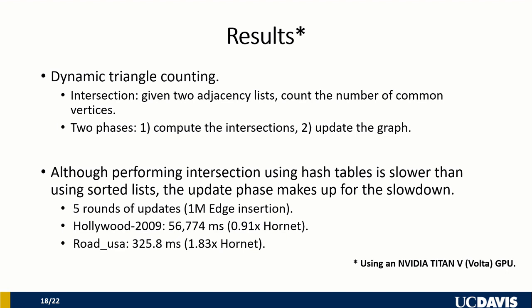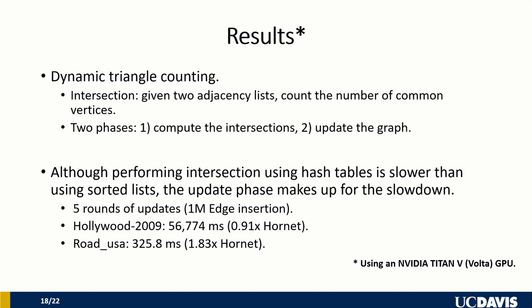And here we evaluate solving a dynamic graph problem using our data structure. And we pick triangle counting as an example. And the core operation of triangle counting is the intersection operation. So intersection means, given two adjacency lists, count the number of common vertices between these two lists. And we can break down the dynamic problem into two phases. The first one, where we compute the intersection, then we follow up with updating the graph. And we see that there is a trade-off between these two phases.